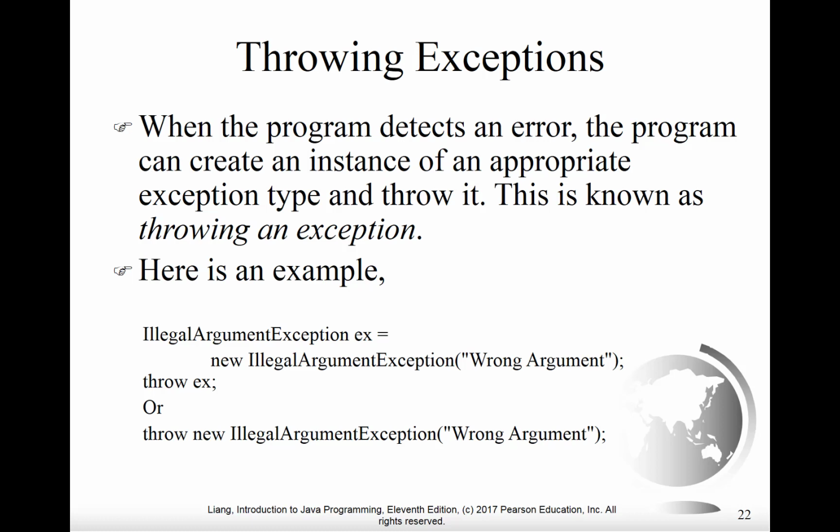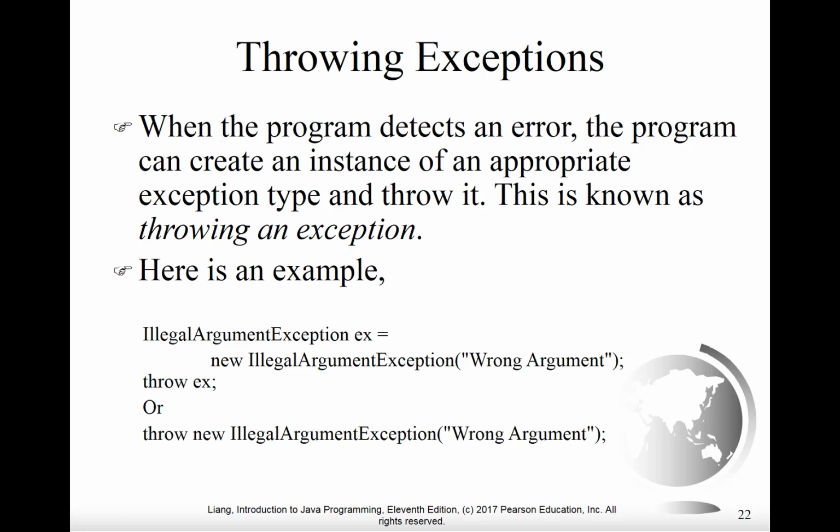And then once we've produced EX, we can turn around and throw EX. And that's what we do in the second line of code that you see on the slide here. We create the exception object, and then we throw the exception object. Alternatively, we may wish to not give it a name and throw it anonymously. And that's what's happening in the next example.